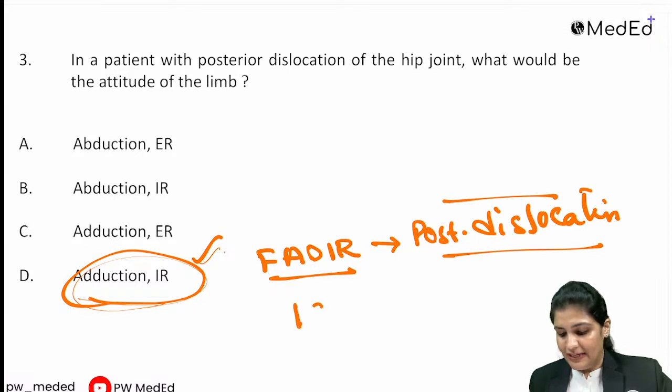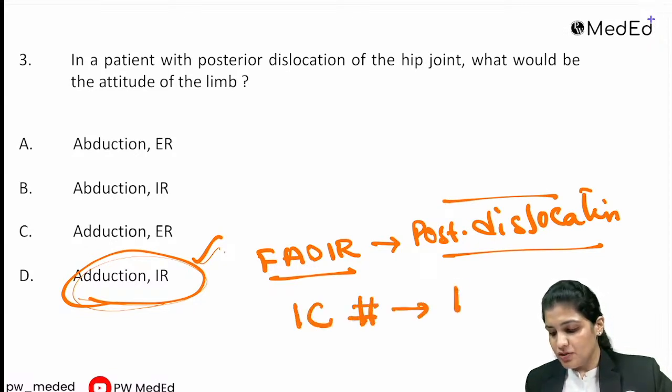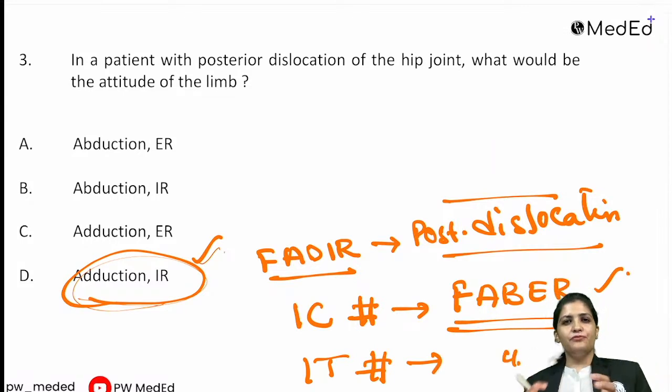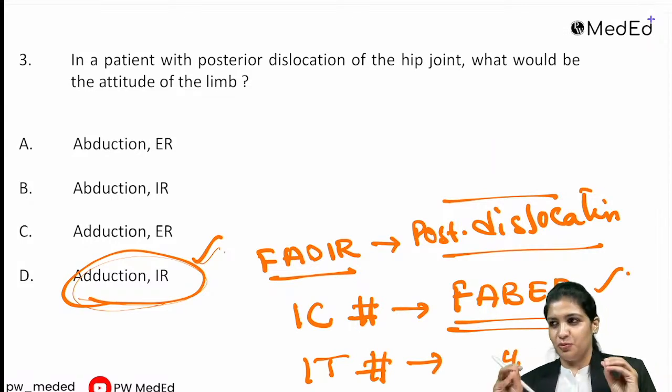And in case of your IC fracture, it is flexion, abduction and external rotation, right? And even in your IT fracture, this is the same. So these are a few important, basic things which you have to remember.